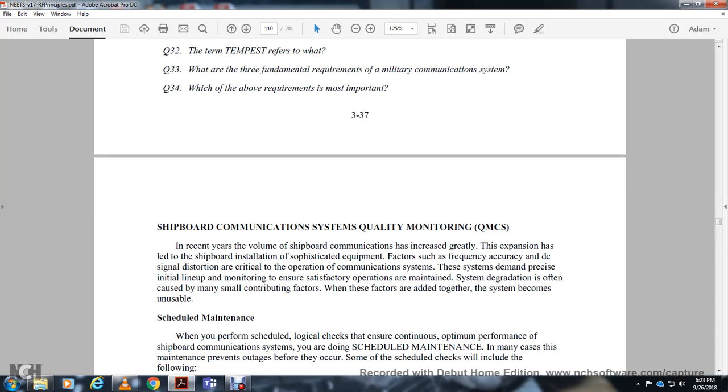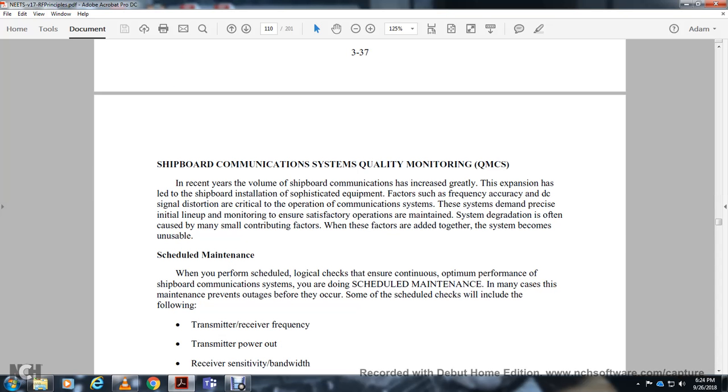The recent volume of shipboard communications has increased generally with the expansion led by shipboard installation of sophisticated equipment. Factors such as frequency accuracy and signal distortion matter, and any critical operation of a communication system depends on precise initial lineup and monitoring to ensure the safety and operation of the maintained system. Degradation is often caused when many small contributing factors are added together. The system becomes unstable.